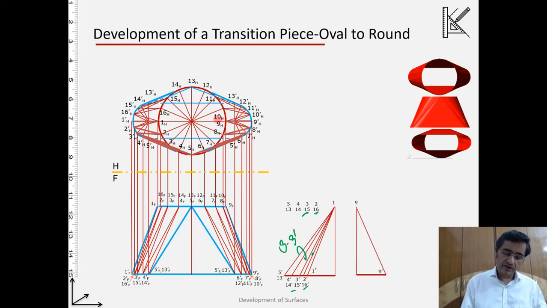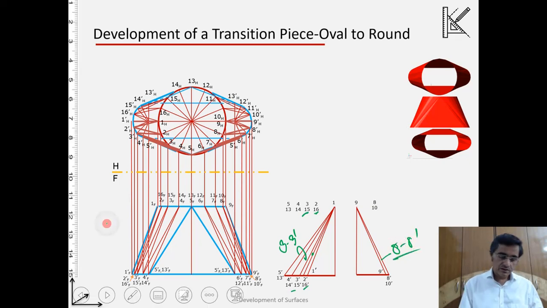So starting from 9, this length 9 9 dash. We know 9 9 dash here is the true length, because 9 9 dash is parallel to the frontal. So that's the true length. Then 8 8 dash, we will rotate it and find the true length of it, and then I'm showing the true length over here. So this point and this point is now length 8 8 dash. Similarly, we can do it for 7 7 dash, 6 6 dash, and so on.